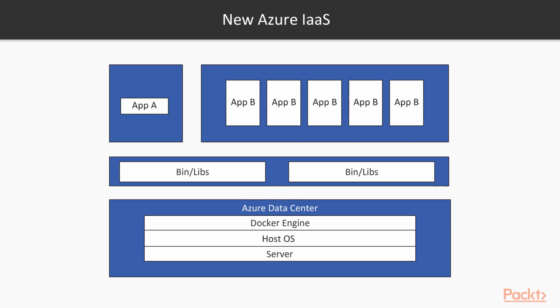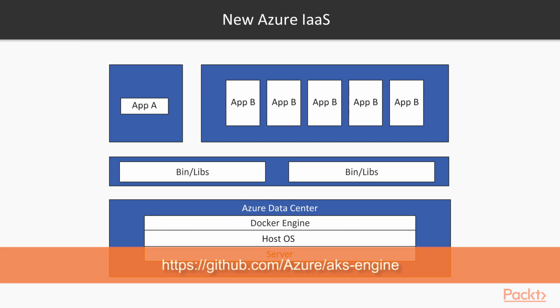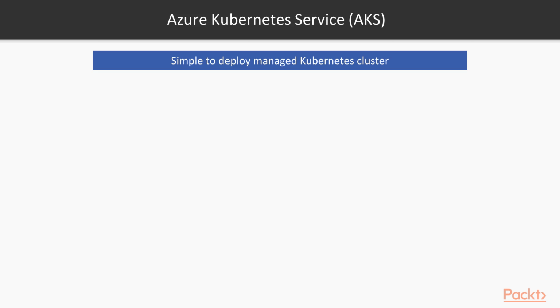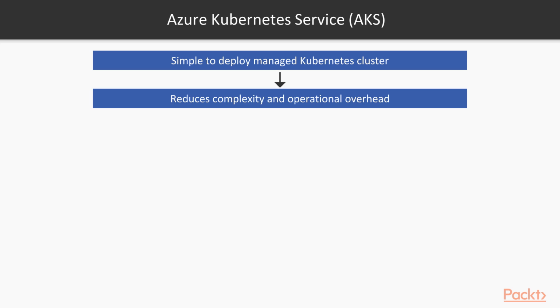In good Azure tradition, the AKS engine is an open source project. If you want to examine the engine internals, or if you need to adjust it to your needs, you can find the complete source code at the link shown here. Azure Kubernetes Service, also known as AKS, makes it simple to deploy a managed Kubernetes cluster in Azure. AKS reduces the complexity and operational overhead of managing Kubernetes by offloading much of that responsibility to Azure itself.